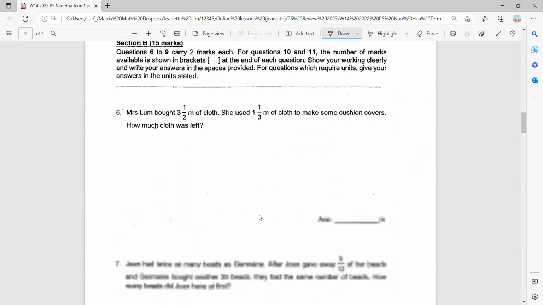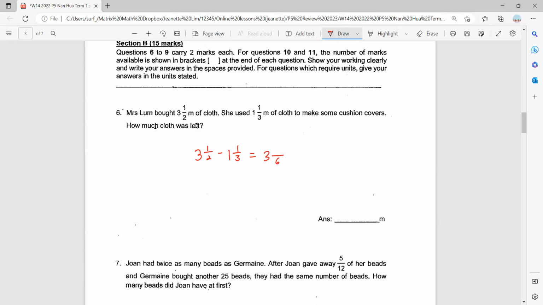Question 6. Mrs. Lam bought 3.5 meters of cloth. She used 1.1 meter of cloth to make some cushion covers. How much cloth was left? I'll take the total minus what she used. First, make the denominator the same, which is 6. So I times 3, then this one I times 2. Here, whole number minus whole number, fraction minus fraction. So there's 2 wholes and 1/6. So 2 and 1/6 meters.